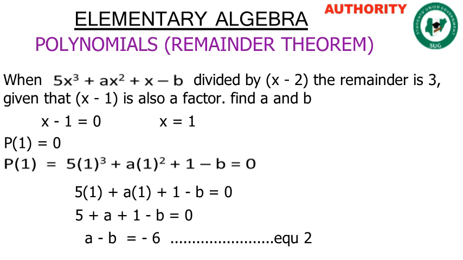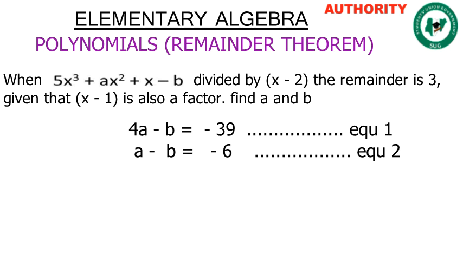So we are having two equations here. In the first one we have 4a minus b is equal to minus 39. And the second equation, a minus b is equal to minus 6. These two equations, this is a simultaneous linear equation. Now let's solve this by eliminating one term. In this case we can easily eliminate b. So we're going to say equation 1 minus equation 2, so b will be eliminated.